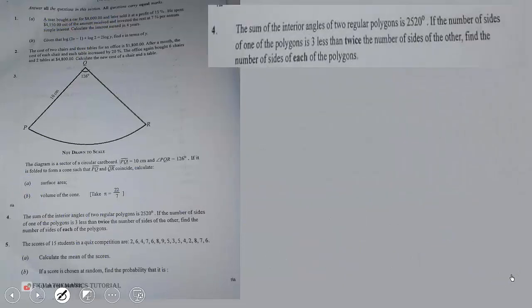Now let's cross over to question number 4. The sum of the interior angles of two regular polygons is 2520 degrees. If the number of sides of one of the polygons is 3 less than twice the number of sides of the other, find the number of sides of each of the polygons.